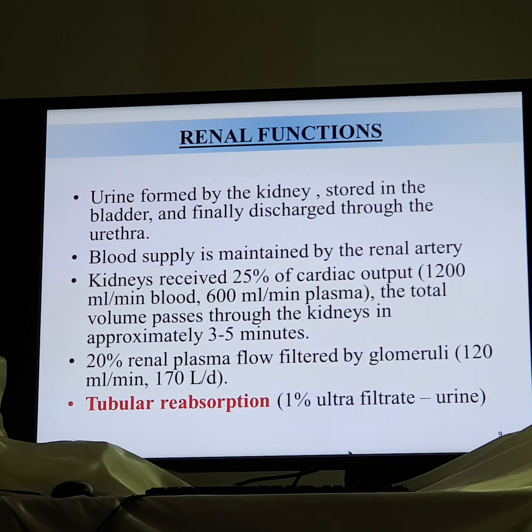Blood supply is maintained by the renal artery, supplied directly from the abdominal aorta. The kidneys receive 25% of the cardiac output. So in any cardiac cycle, the kidneys will receive 25% of the whole volume of blood. 25% of every heartbeat goes to the kidneys. The total blood volume passes through the kidneys in 3 to 5 minutes. This is the normal range. 20% of renal plasma flow is filtered by the glomerulus, and it's about 120 ml per minute.